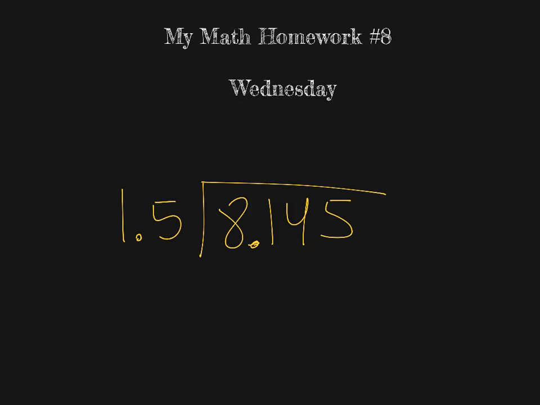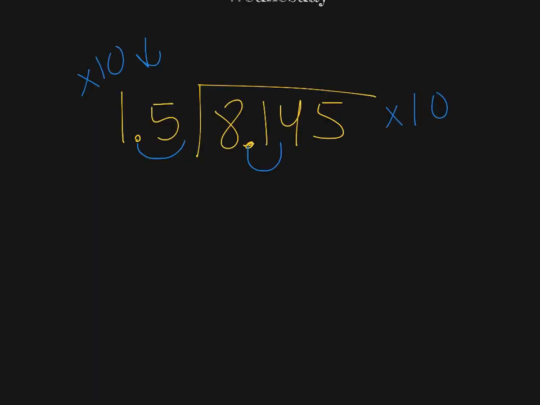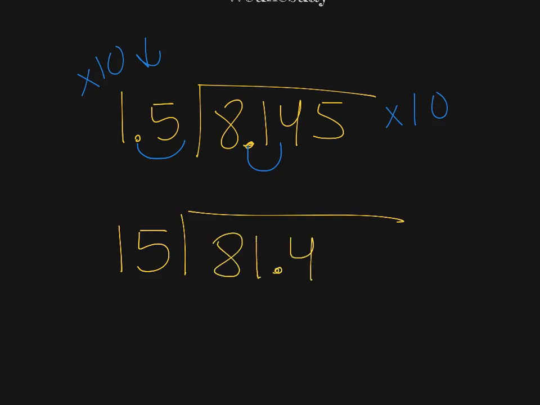Okay, we have to make the divisor into a whole number, so we want to move the decimals to the right one time, which is pretty much times 10. And because we did it on the outside, we must do the same thing on the inside, so that's times 10. So then our math problem really changes slightly to look more like this. And then we can start our division.